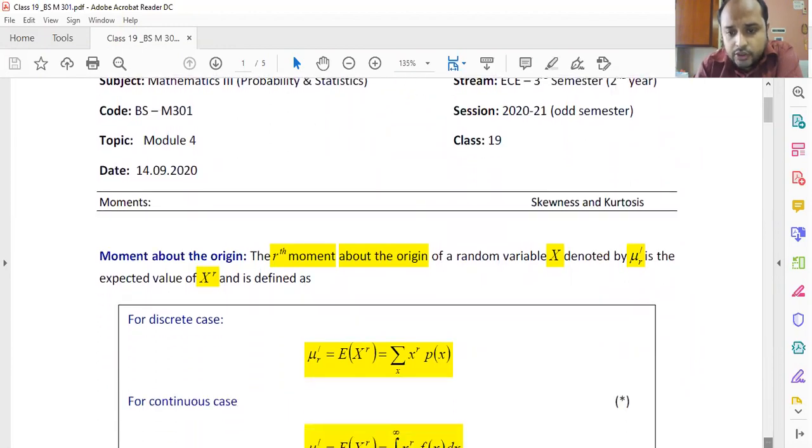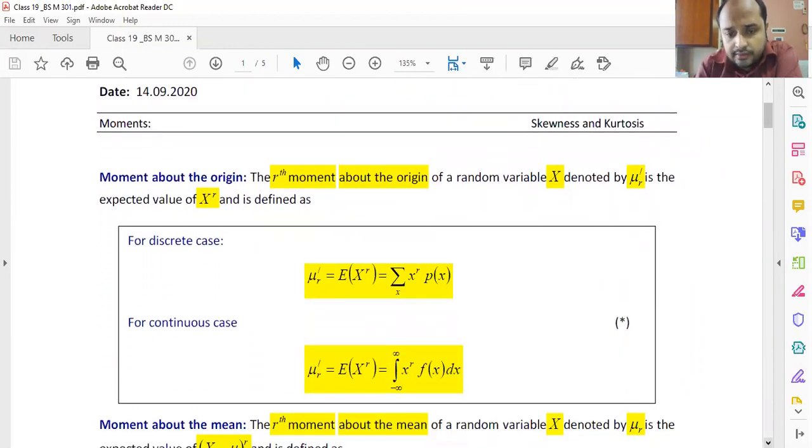And again, let me recapitulate the definition of moment about origin. The definition says that the rth moment about the origin of the random variable capital X is denoted by mu r prime, and if capital X is a discrete variable, then mu r prime is defined as the expectation of X to the power r, defined explicitly as summation over small x, that is, over all possible discrete values, of small x to the power r multiplied by the probability mass function.